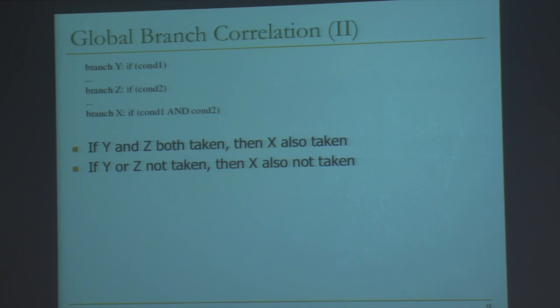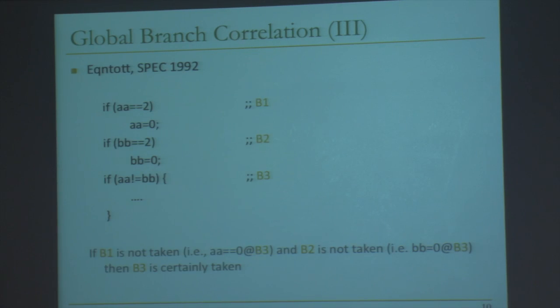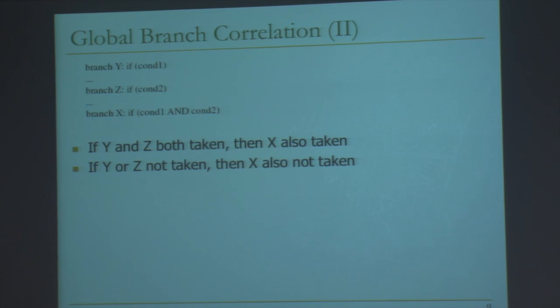Beautiful. So now how do you build a predictor that can capture this correlation in a simple way? And that's the idea of, well, I'm getting ahead of myself, but that's the idea of global branch predictor, which we will see.